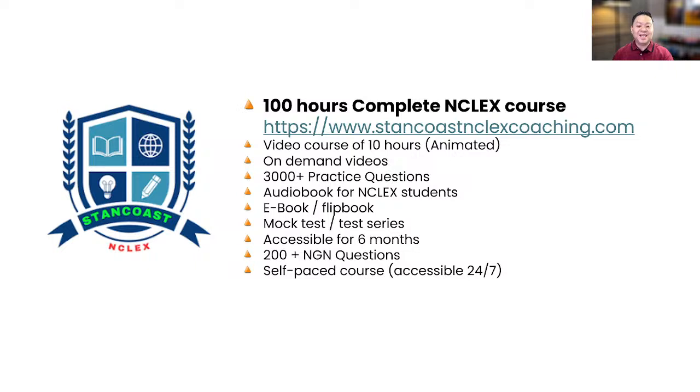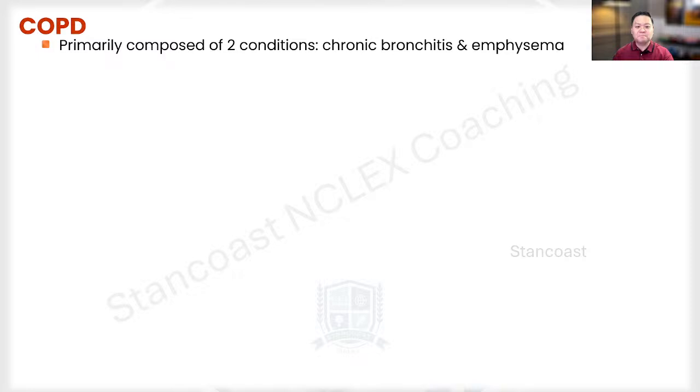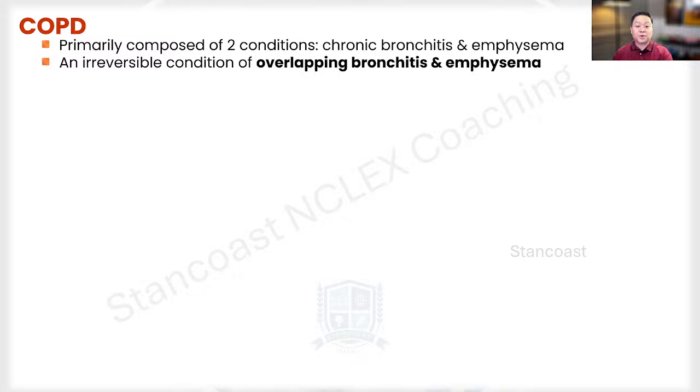And so for today, I'll be talking about COPD, which is a commonly asked disorder in the NCLEX. Now let's get started. This is a very crucial topic, especially in the upcoming NCLEX RN exam and for your future nursing practice. Now, the general characteristics of chronic obstructive pulmonary disease is that it is primarily composed of two conditions. So it could be chronic bronchitis and emphysema, and these two are actually going to overlap. And so let's break them down.